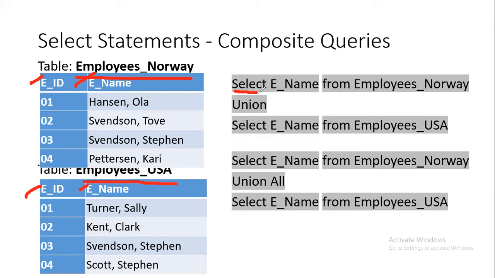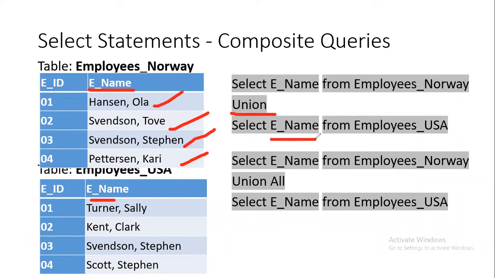Example statement: select employee name from employees Norway, union distinct. Yung wala siyang kasunod, distinct daw. Select employee name from employees USA. Ibig sabihin, ito yung employee name. Kunin natin yung kay Norway: Hansen, Svensson, Svensson Steven, Petersen.